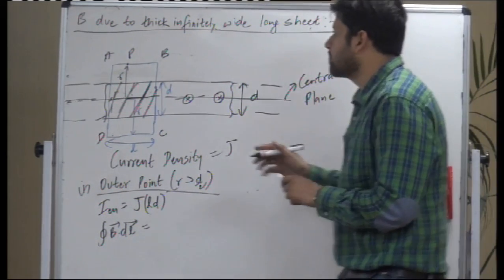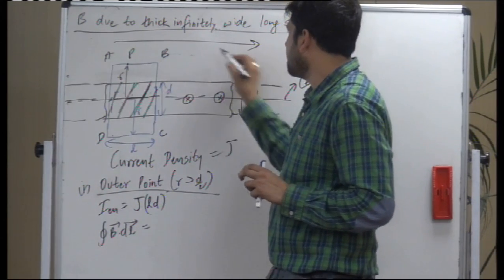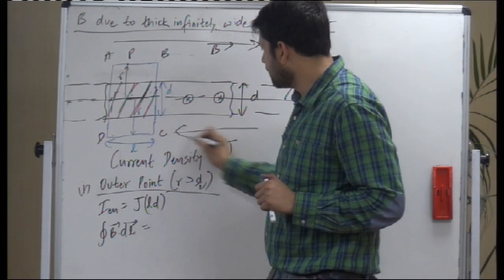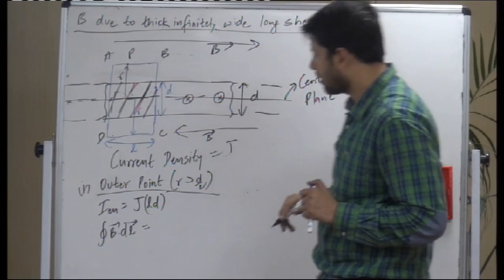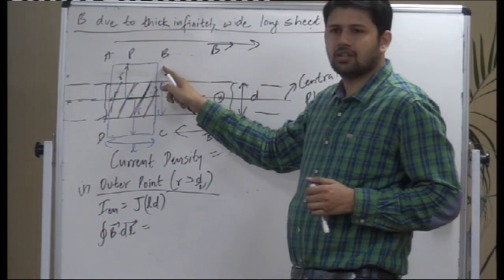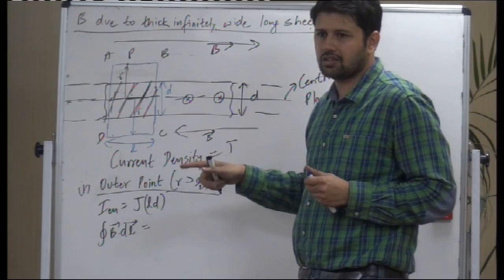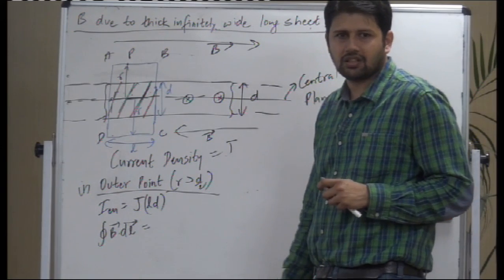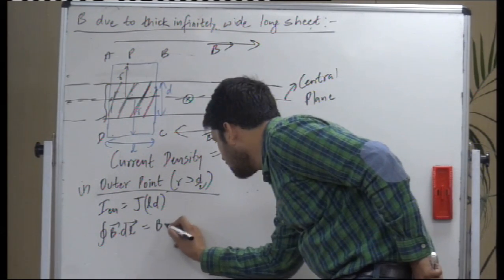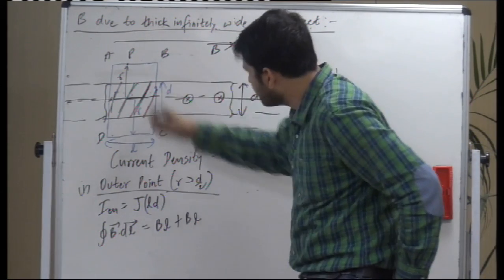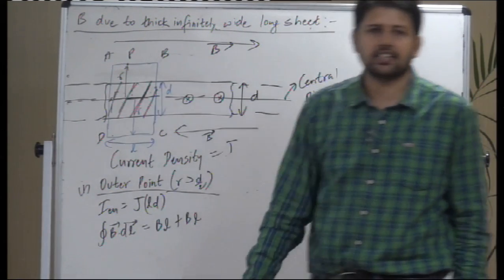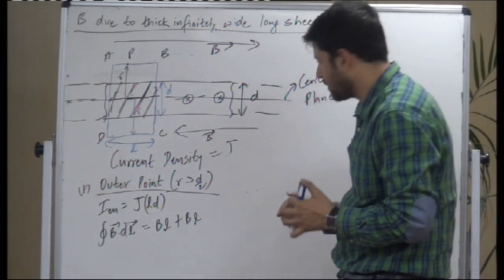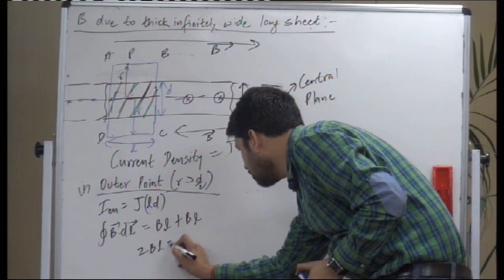Now from A to B, you already know that the magnetic field will be like this in the upper region, and it will be like this in the lower region. So from A to B, the dot product would be BL straight away, BL cos 0. For C to D, the dot product would be BL cos 0 again. So BL plus BL. For side portions BC and DA, the angle between B and the dl vector is 90 degrees, so the dot product is 0.